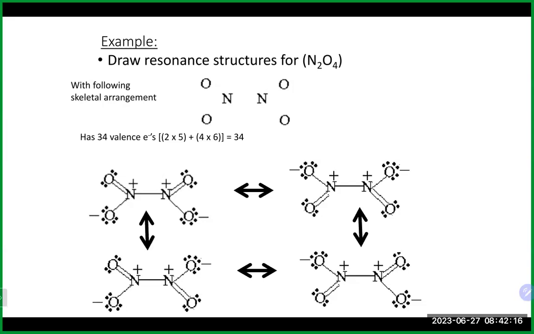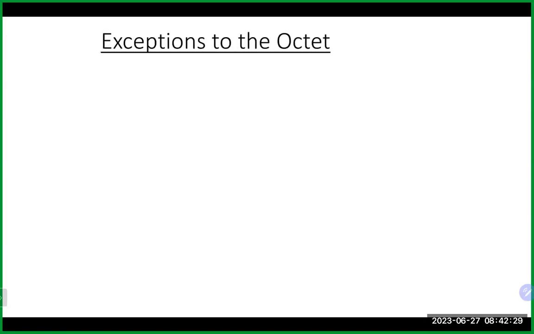For us, you do not necessarily have to draw all the resonance structures unless the instructions tell you to do so. If you draw just one structure out of them, then that should be sufficient. Again, unless the instructions obviously tell you to do so. Lastly, in this chapter, we're going to talk about some exceptions to the octet rule.